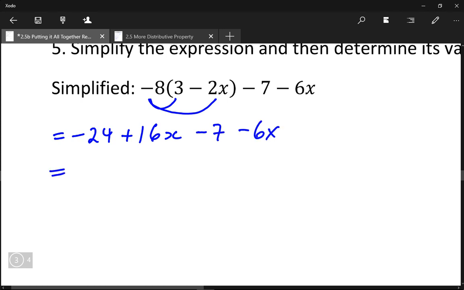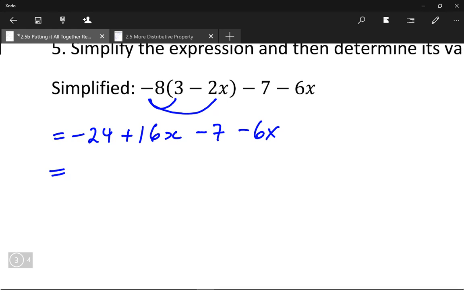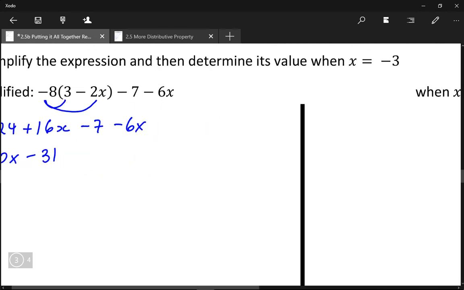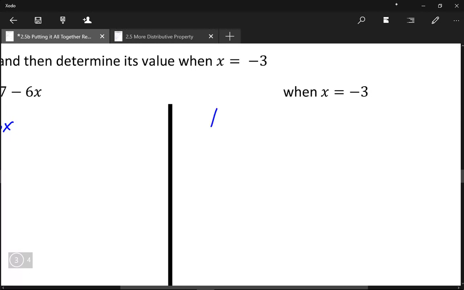Collect like terms. I'll start with the x's first. So 16x take away 6x is 10x. And then we have the constants. So negative 24 take away 7 is minus 31. Okay. So 10x minus 31. You're then asked to evaluate 10x minus 31 when x equals negative 3. All you do for this one is replace x with negative 3.